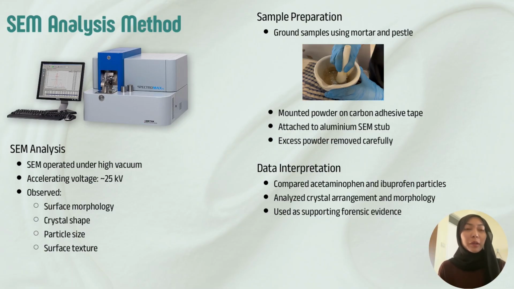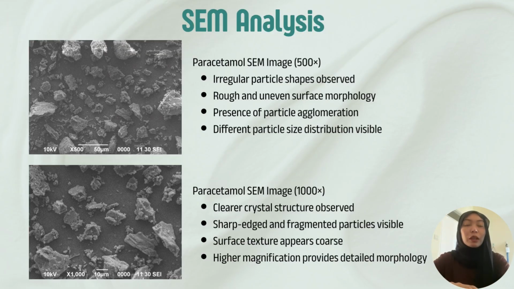For the data interpretation, the images of both drug sample particles will be compared. From the SEM micrographs, differences in particle shape, crystal arrangement, and surface texture were identified. These morphological characteristics can help support the identification of drug evidence in forensic analysis. For the image at 500 times magnification, irregular particle shapes and ground surface morphology can be observed. Some particle agglomeration is also visible, showing that the particles are clustered together with different size distribution.